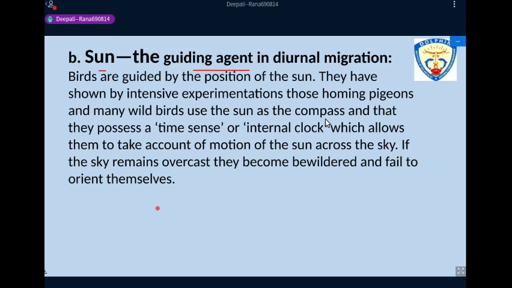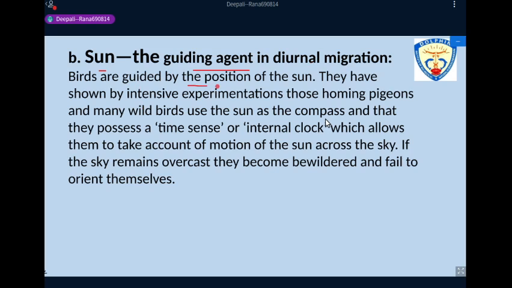So when it's morning time, the bird will leave the nest and go to the places where there is enough food. In search of food the bird is going to migrate, and it will come back in the evening to the nesting places. Okay, so the sun will be acting as a guiding agent.